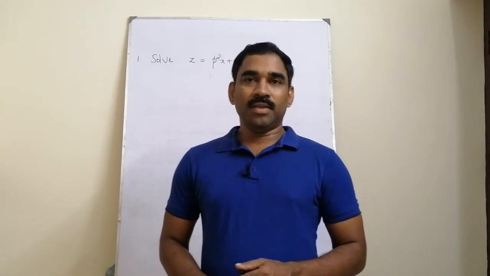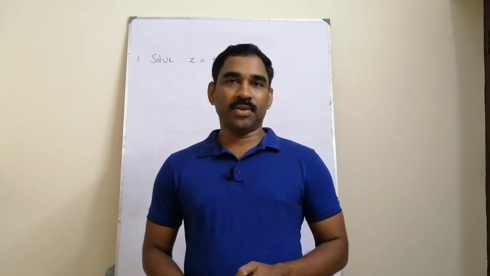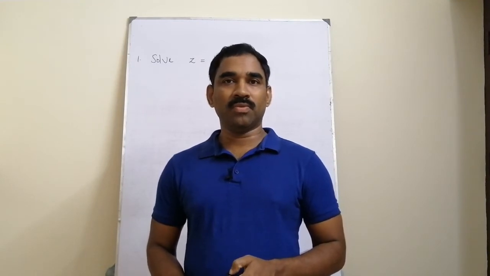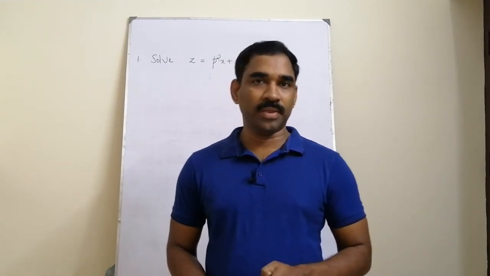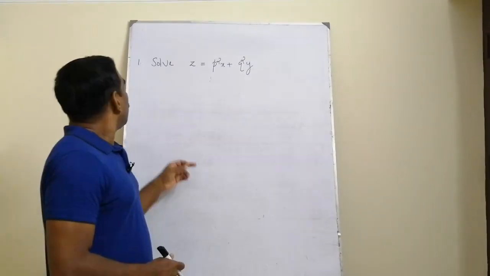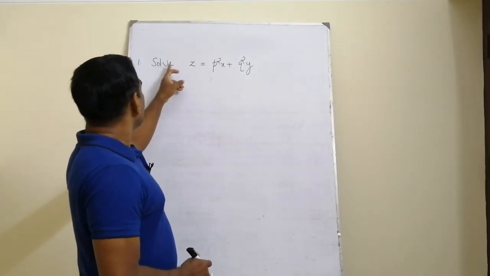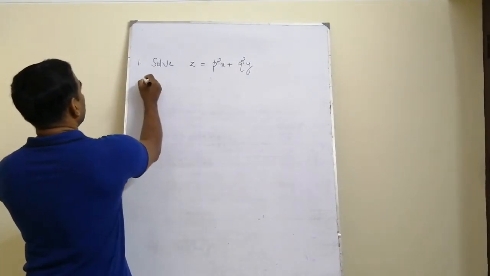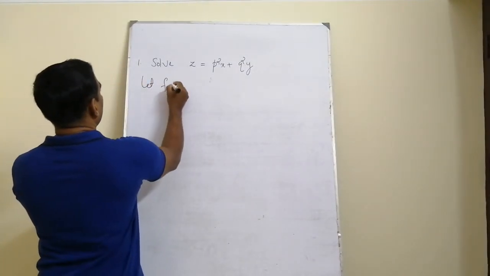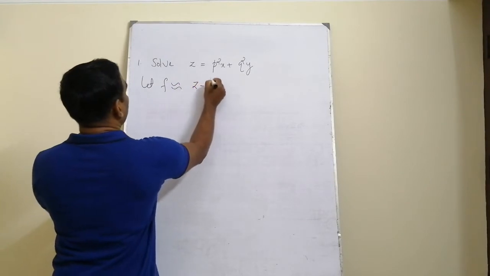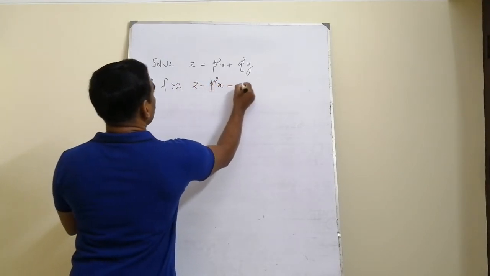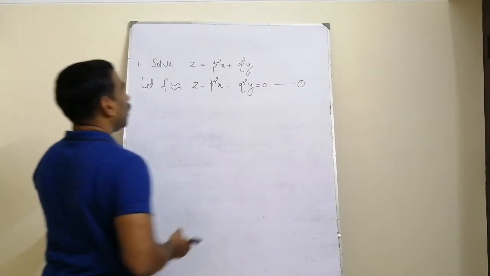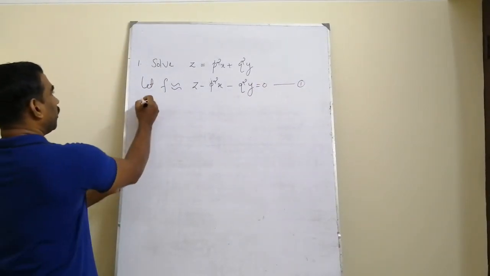Welcome back. In this class, we will discuss certain problems related to Charpit's method and solving them from Charpit's subsidiary equation by the method of multipliers and grouping method. Now consider the problem. Solve z is equal to p square x plus q square y. So let us call this f. Let f be equivalent to z minus p square x minus q square y equal to 0, equation number 1. And finding all the first order partial derivatives.